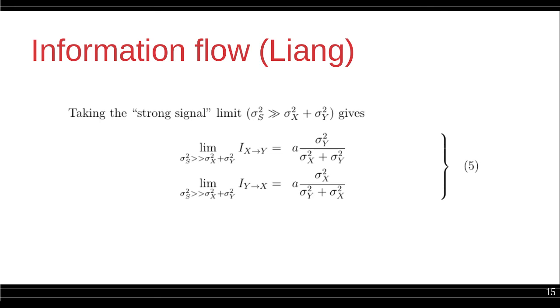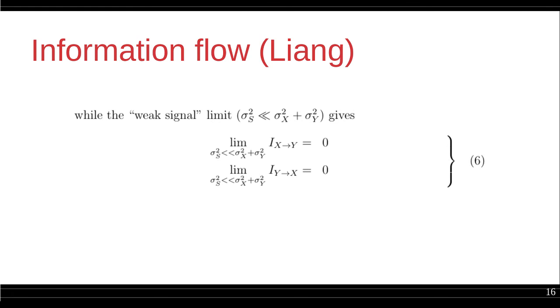In other words, Liang estimates that information flows from the dataset with little noise to the dataset with a lot of noise. Next, if we take a limit where the signal is much weaker than the noise, the information flow is always 0, as shown in equation 6.